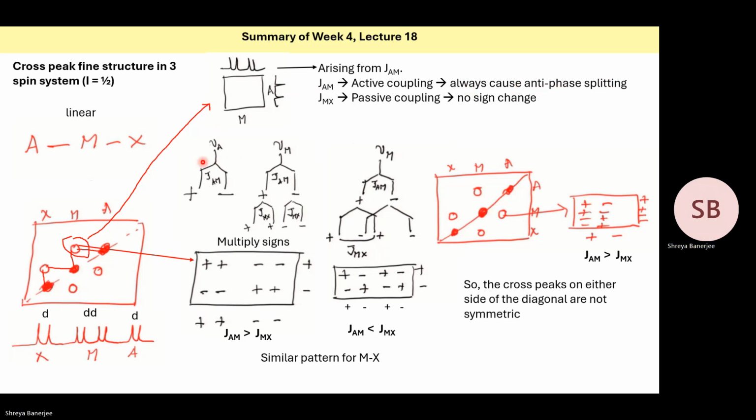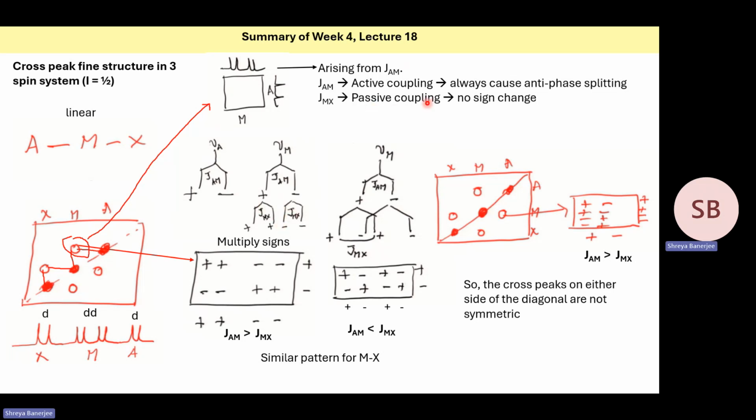We know that A is only interacting with M, so A will split into a doublet because of M. And we just saw JAM is the active coupling, so it will be anti-phase, plus and minus. M again will first split into a doublet because of A, and JAM is the active coupling, so it will split up into plus and minus. After that, M will be split up by X into two more doublets.